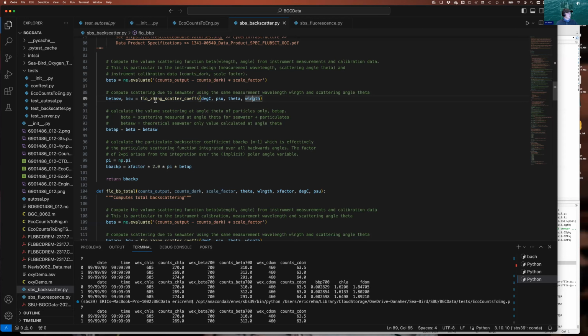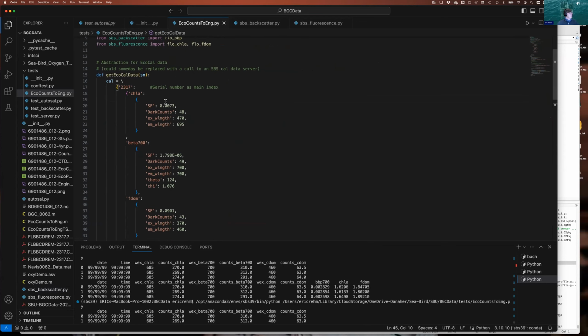And this particular implementation is nice. It doesn't matter whether it's a scalar or a vector. I didn't have to write that loop. We subtract off the scattering at 124 degrees from the total scattering to get the particulate. And then we multiply by 2 times pi, the chi factor, and that value, and that gives us our scattering. So let's take a look at the main routine.